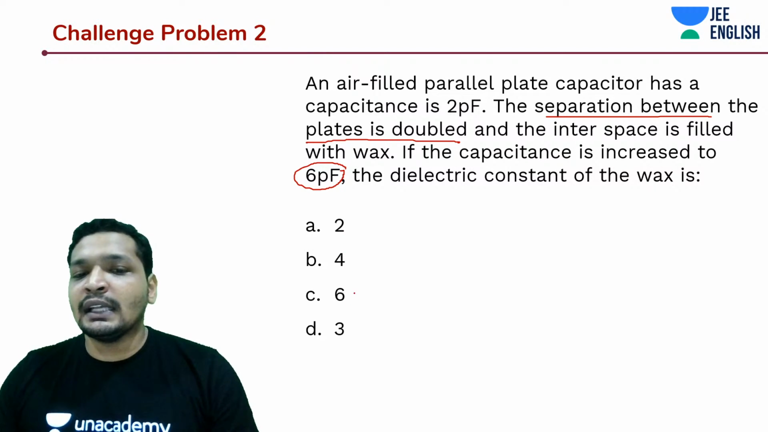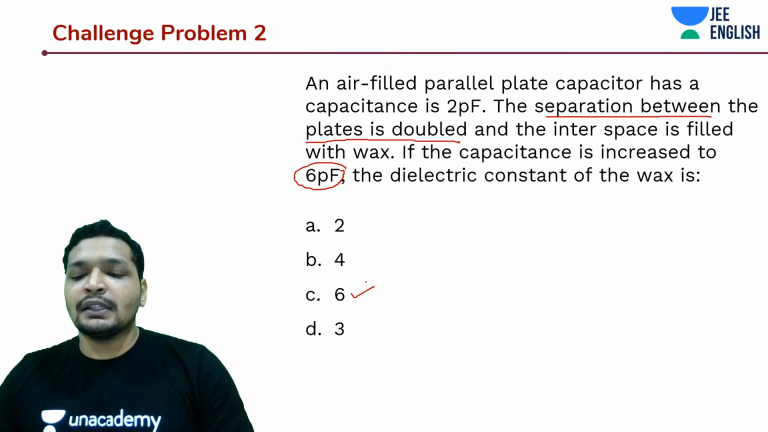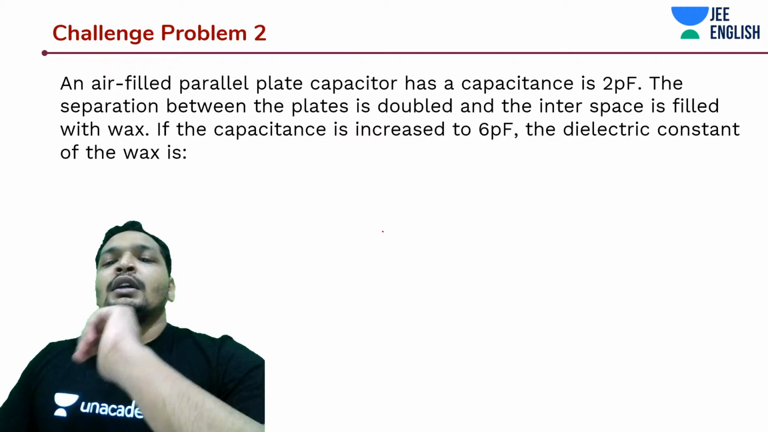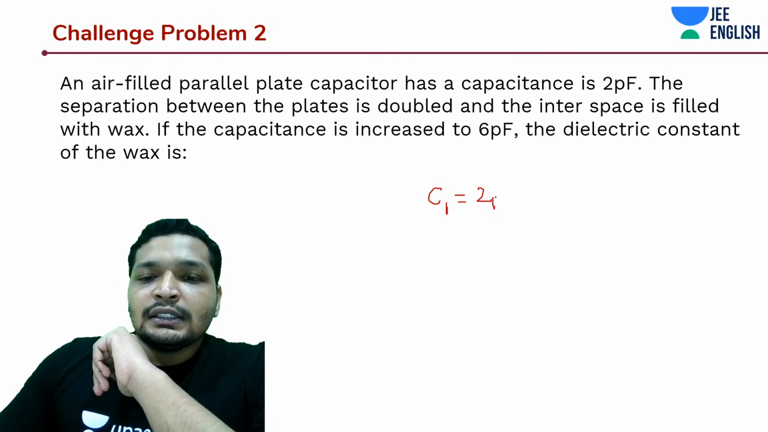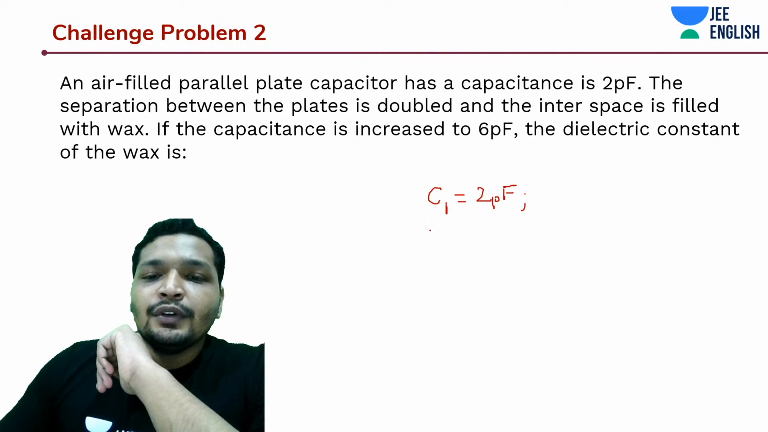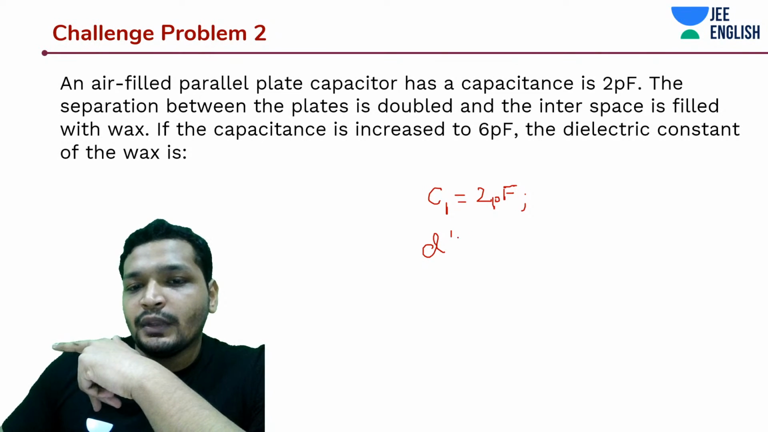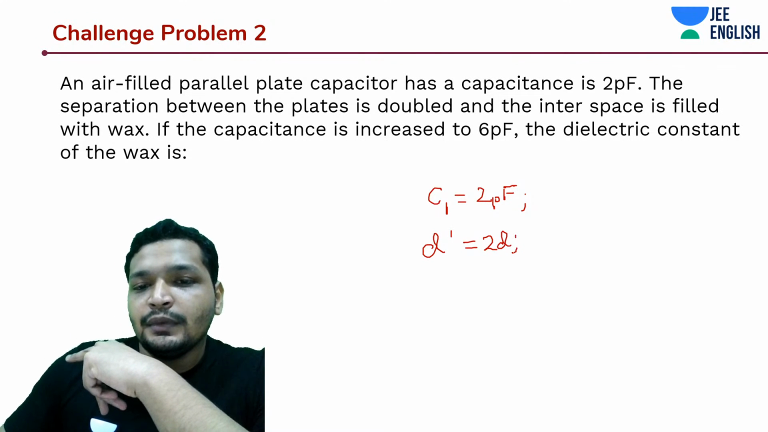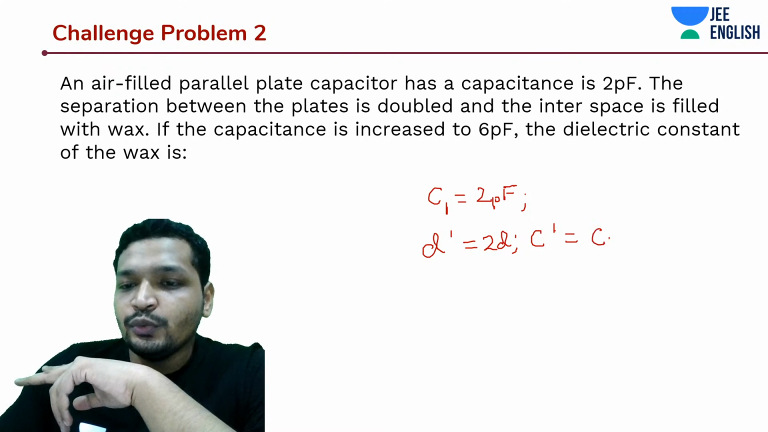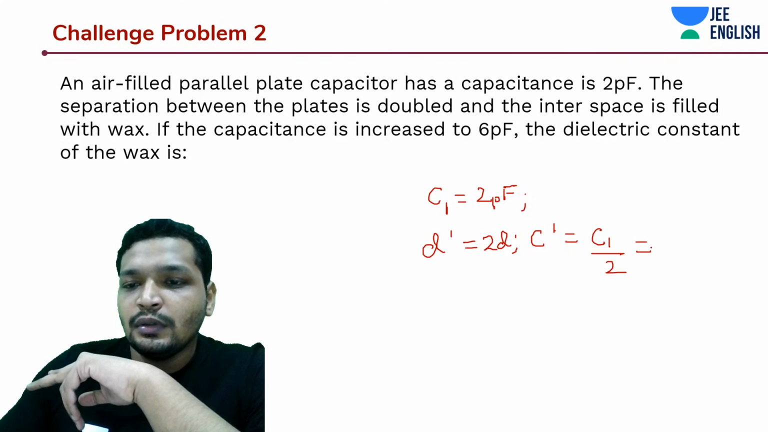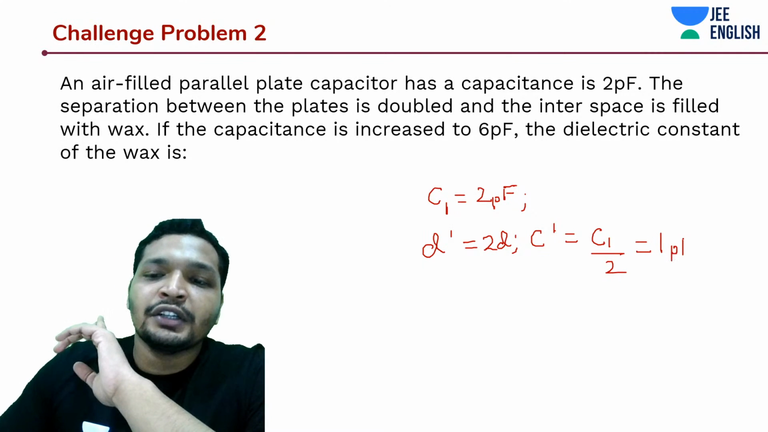Okay, you can directly say the answer is 6, but let's understand this. Your C1 was 2 picofarads, and what did you do? You took the distance and you doubled it. d dash is equal to 2d. That means now c dash is going to be c1 by 2. 1 picofarad is what it should have been.